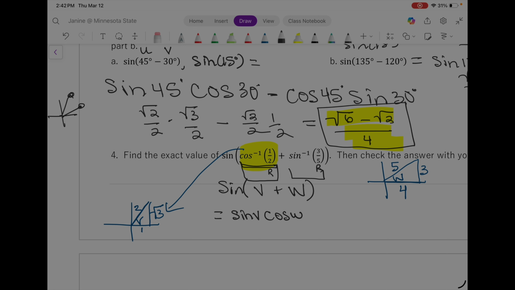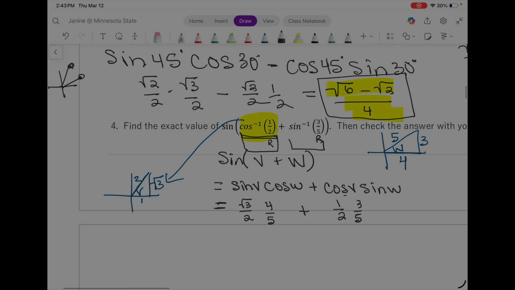All right, and then plus cosine of first, sine of the second. Okay, and now looking at my two pictures of the V and the W angle, sine of V, root 3 over 2, cosine of W, 4 over 5, plus cosine of V, 1/2, sine of W, 3/5. So what do we have here?